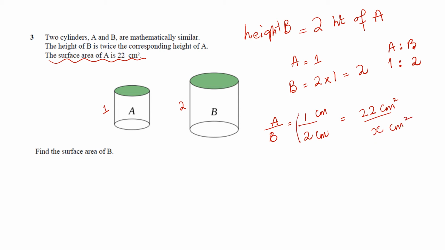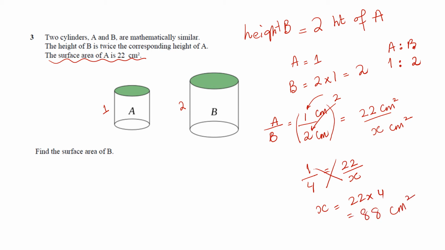As we know, to make the units alike, we square the lengths or the heights. So 1 square means 1 and 2 square means 4, equals 22 over x. Cross multiply: x times 1 gives you x, equals 22 times 4, which gives us 88 centimeter square. So this is the surface area of the B cylinder.